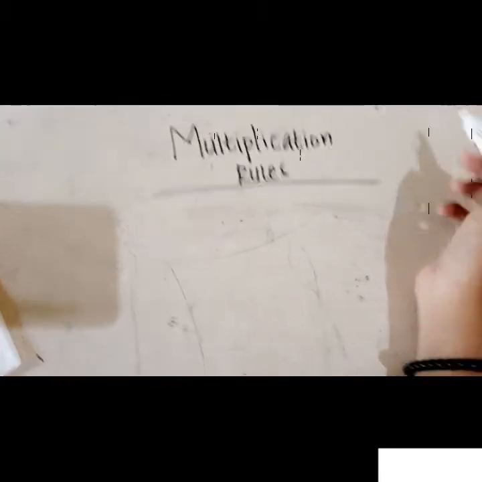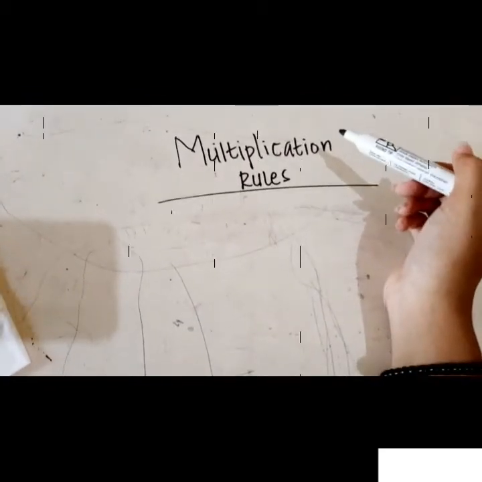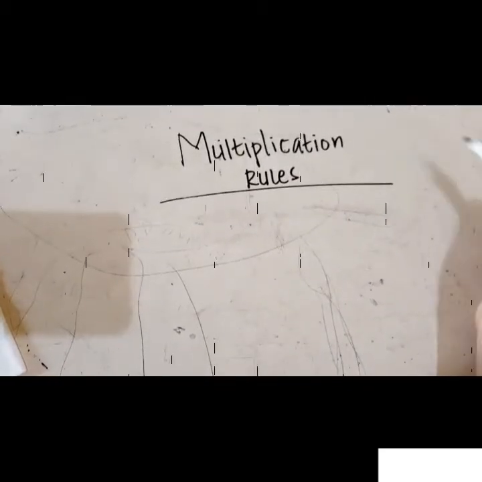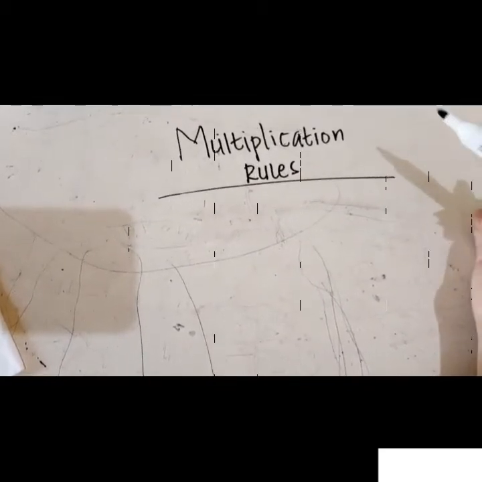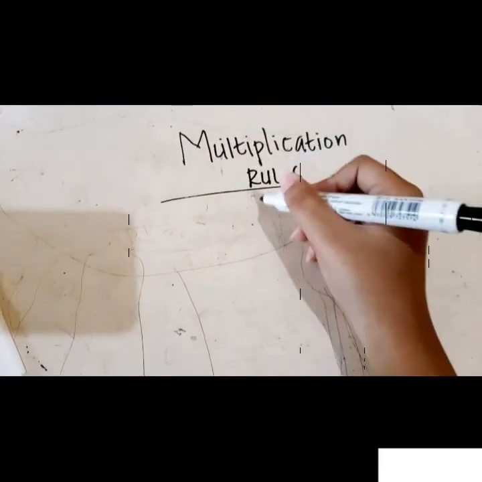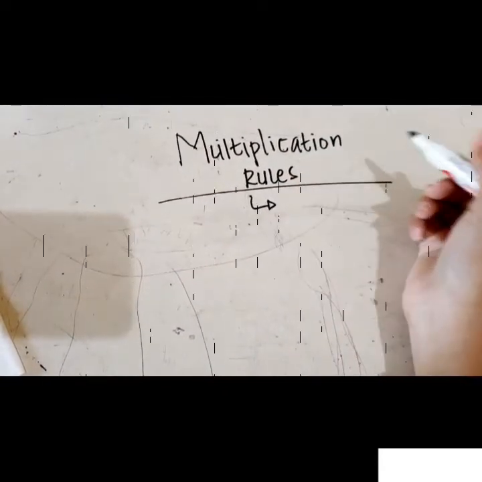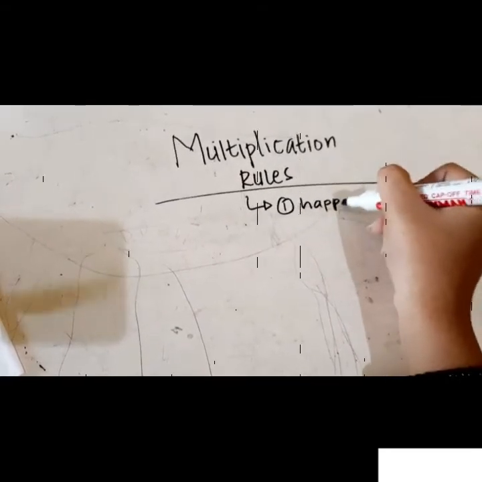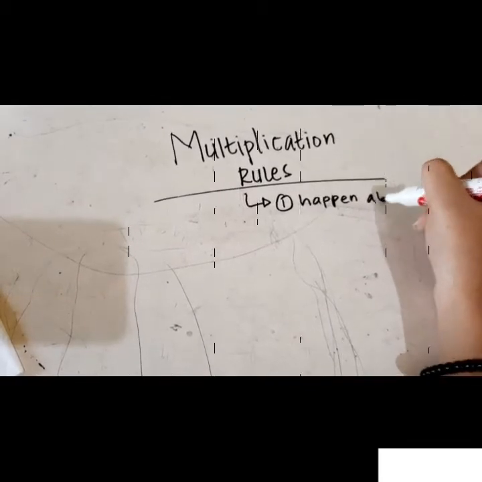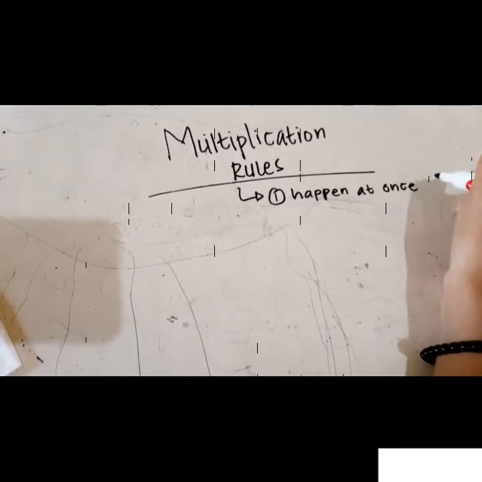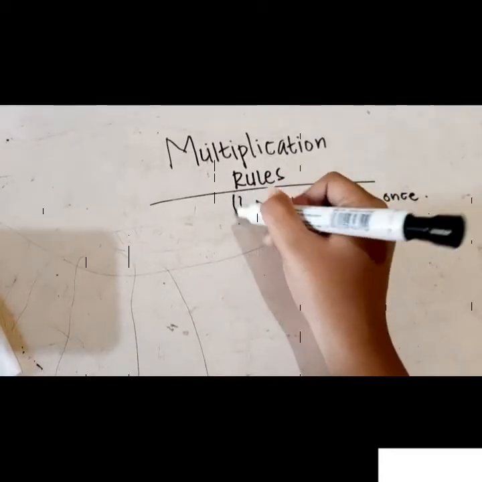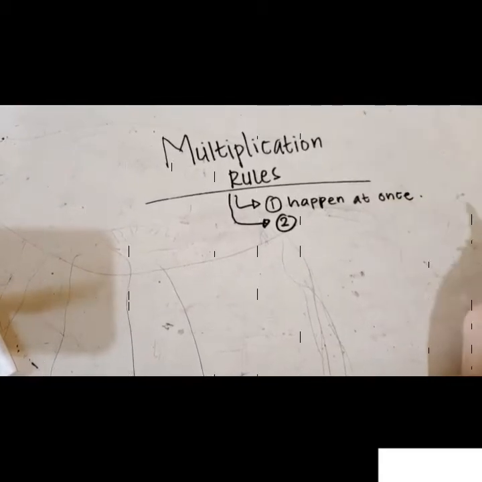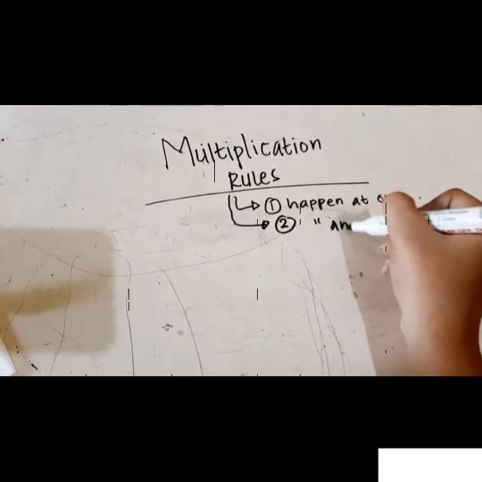Like I said before, multiplication rules are usually for events that happen at once. And multiplication rules usually have the conjunction "and".